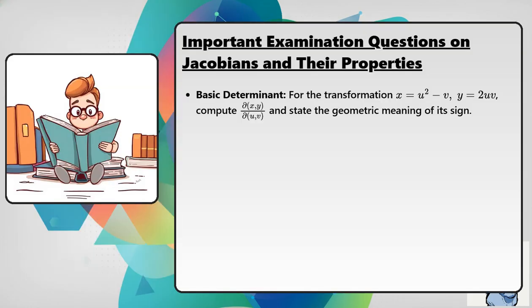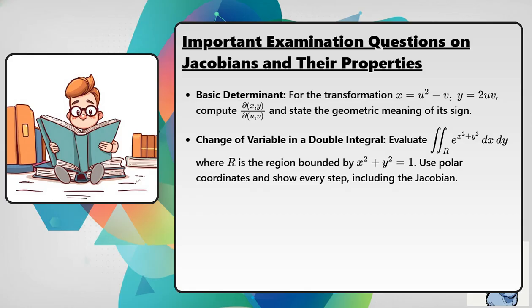Basic determinant: for the transformation x equals u squared minus v, y equals 2uv, compute the partial of x, y with respect to u, v and state the geometric meaning of its sign. Change of variable in a double integral. Evaluate the double integral over R of e to the x squared plus y squared dx dy, where R is the region bounded by x squared plus y squared equals 1. Use polar coordinates and show every step including the Jacobian.